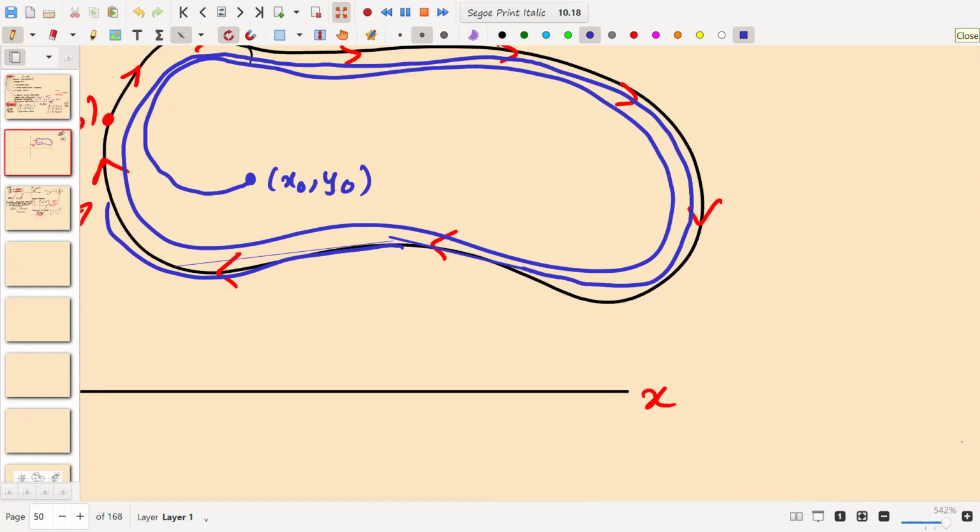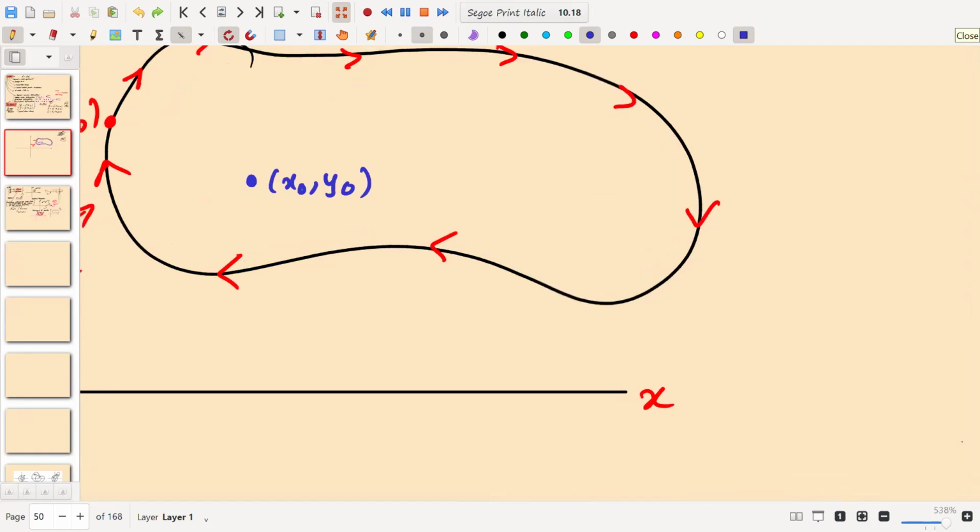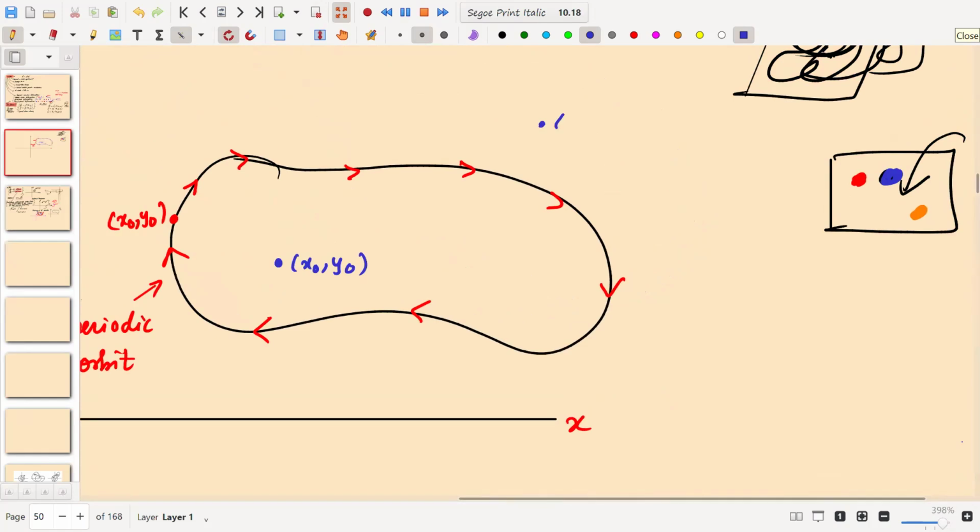Now, this is the case of any outside orbit. Can you start from anywhere outside, X naught, Y naught? If you start from anywhere outside, can something like this happen? No, it cannot happen. Why? Because at this point, it has this direction and this direction as possible futures. So therefore, this cannot happen.